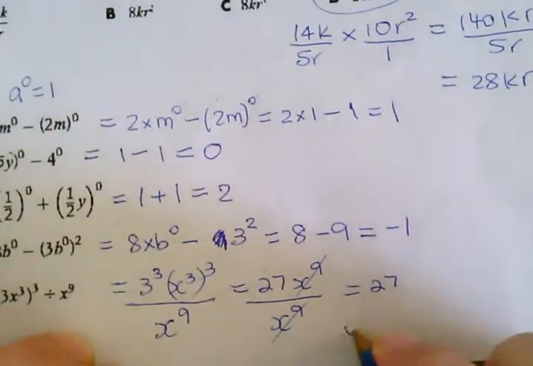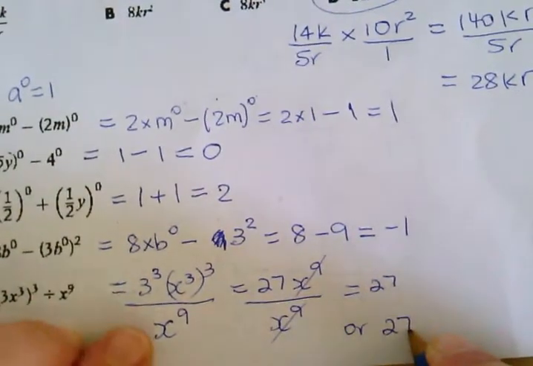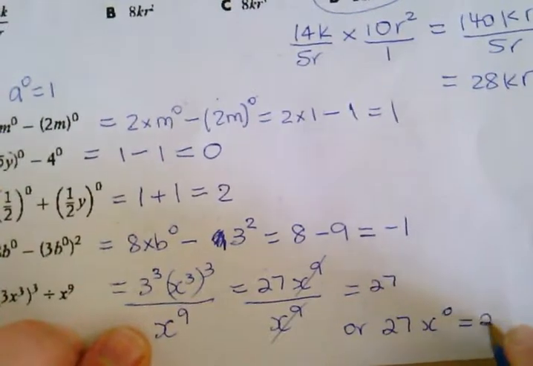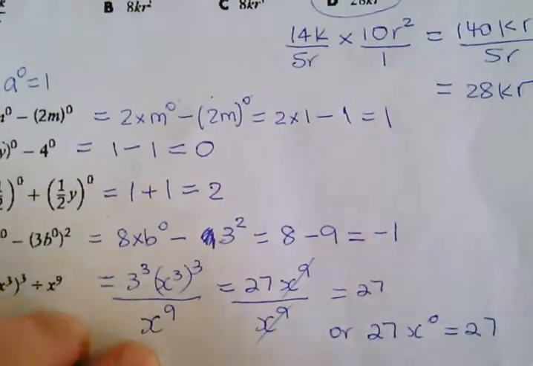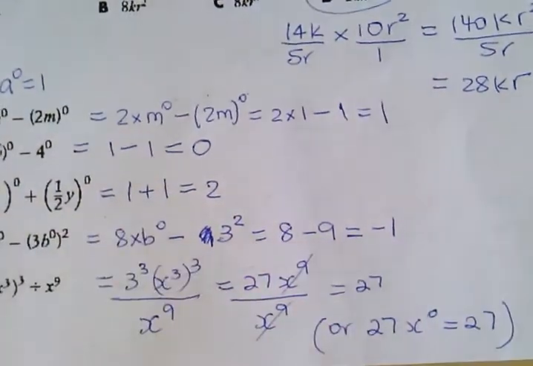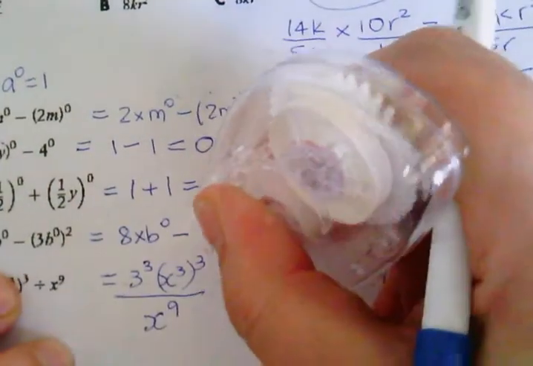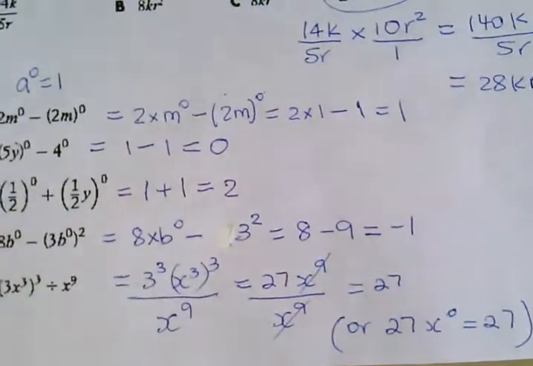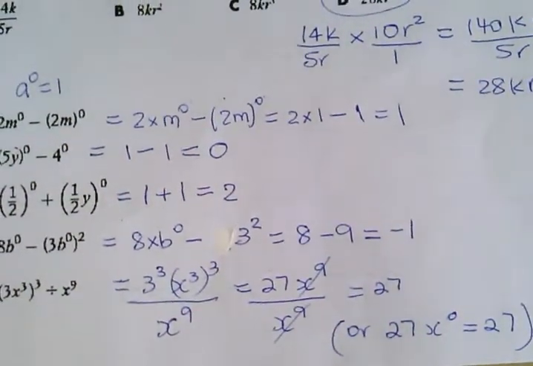If you want to use index laws, I could have done it as 27 x to the 9 minus 9, which is x to the 0, and that would have been 27 times 1, which is 27 as well. But I think when dividing, it's much easier to put them over each other. I'm just going to get rid of that there as well. Right, and that's the end of the examples. So now you can do exercise 2.03.